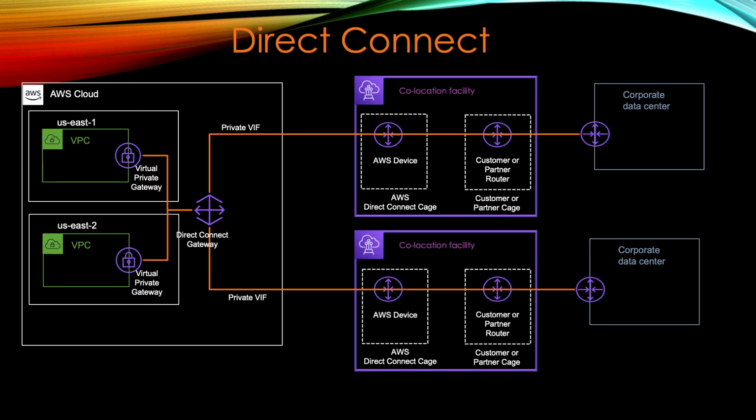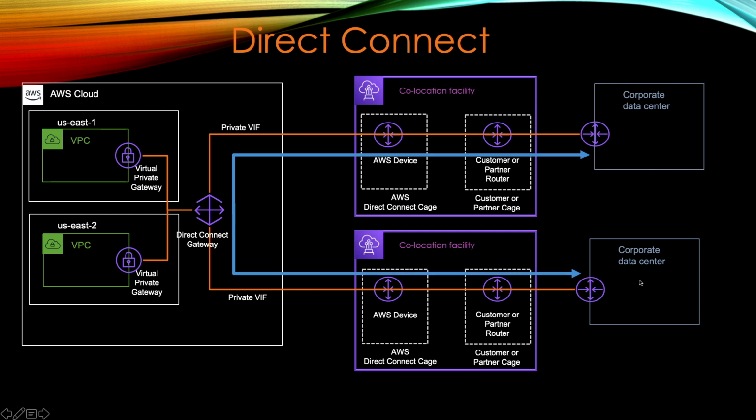Now, if you have corporate data centers in two different locations, you can create the connection by using two different co-location facilities. In this case, your corporate data centers can talk to the AWS cloud and data can flow between them. But what if the corporate data centers need to talk to each other? Suppose one corporate data center needs to send traffic to the other, or vice versa. Is it possible? Till re:Invent 2021, it was not possible. The traffic between these two corporate data centers was not allowed over your Direct Connect connections.